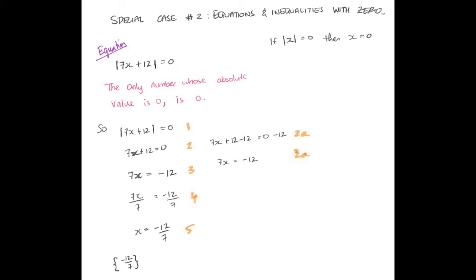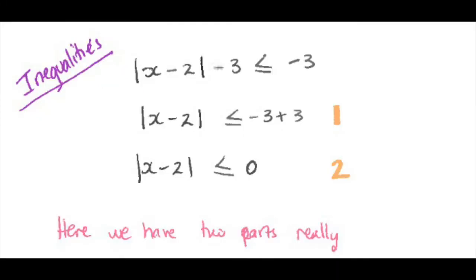Now let's look at inequalities. I'll have, for example, the absolute value of x minus 2, minus 3, is less than or equal to negative 3. So I have to do some solving here for a little bit. I'm going to move that negative 3 over, or as you would say, add 3 to both sides. And it turns out that I end up with, as shown in line 2, the absolute value of x minus 2 is less than or equal to 0.